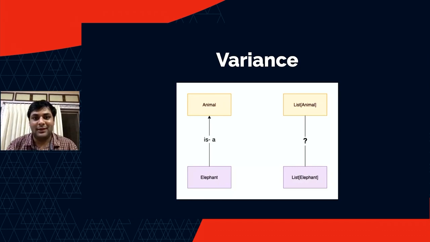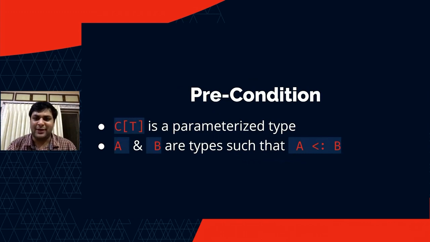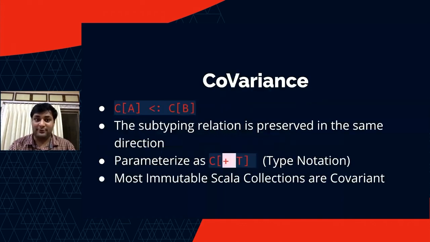Let's look into it. Types of variance: covariance, invariance, contravariance. Before going any further, let's go with the precondition that we have right now. C of T is a parameterized type, and A and B are types, such that A is a subtype of B. So let's start with covariance. Covariance will only be there if C of A is a subtype of C of B. By looking at this, we are able to gauge that the subtyping relationship is preserved and is in the same direction.